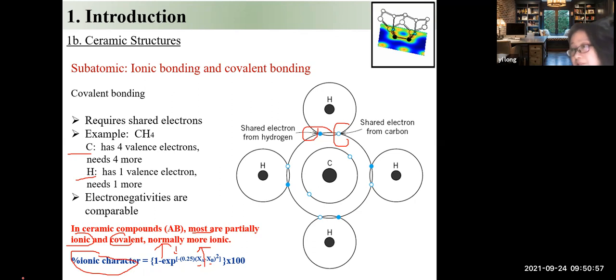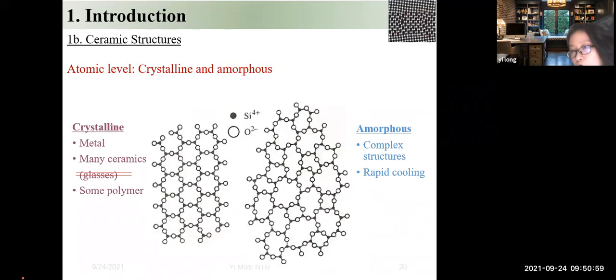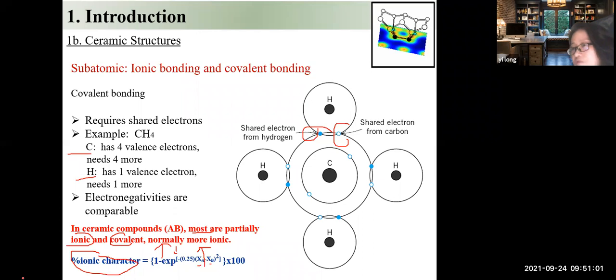Let me quickly go forward. So far we have finished the subatomic level. The essence of the subatomic level is that ceramic is a mixture of covalent and ionic. This is very important. So let's continue.